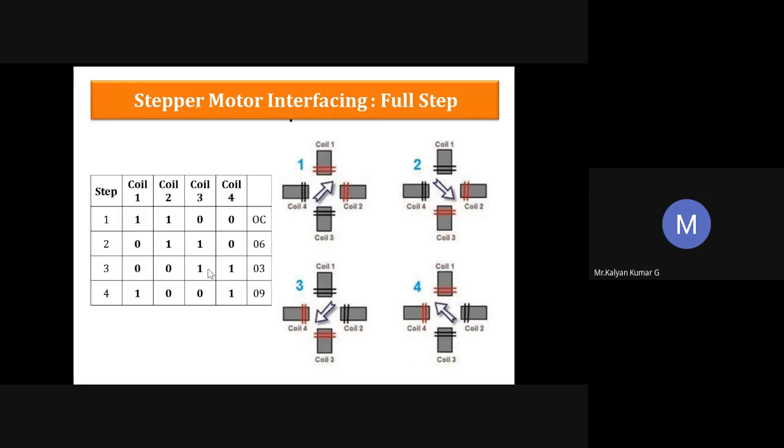Similarly, the third sequence is going to be coils 3 and 4. Coils 3 and 4 I am putting as 1, and the rest will be zeros. And the fourth sequence is going to be coils 4 and 1. If I do it like this, I get one complete rotation. We call it full step, and the corresponding code I have written. It is 8-bit, so obviously 1100 stands for C, 0110 is 6, 0011 is 3, and 1001 is 9. You have to remember this for clockwise.